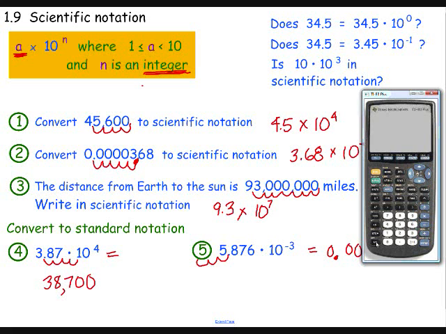So we're going to turn this on, and I'm going to put in 4.5, and I'm going to say that's times, and I'm going to use parentheses here, 10 raised to the fourth power. Well, this would be very embarrassing if it turns out not to be 45,600. Cross your fingers. Oh, of course it didn't, because I didn't put in the right number to begin with.